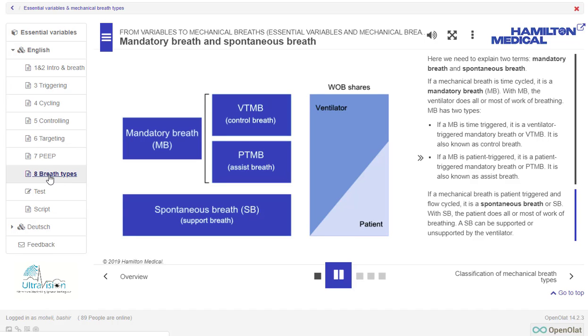If a mechanical breath is patient-triggered and flow-cycled, it is a spontaneous breath or SB. With SB, the patient does all or most of work of breathing. The SB can be supported or unsupported by the ventilator.